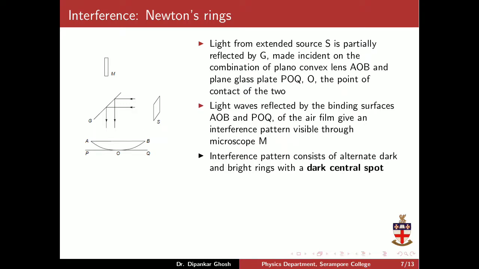Interference pattern consists of alternate dark and bright rings with a dark central spot. If AOB and POQ are perfectly touching each other, we will have a dark central spot. Okay.